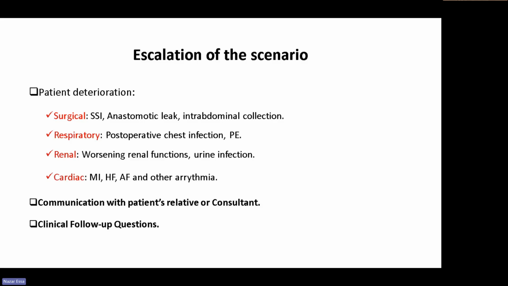Either your patient will deteriorate, for example, will develop an anastomotic leak. You said in the initial scenario, I'm taking him for right hemicolectomy or left hemicolectomy, and then the examiner will show you signs of abdominal tenderness. So he's taking the patient toward the anastomotic leak, and he will ask you what to do. Or just postoperative infection, chest infection. Or the escalation might be renal, which is worsening renal function. To be honest, surgical and respiratory escalation are a little bit more common than renal and cardiac escalation.